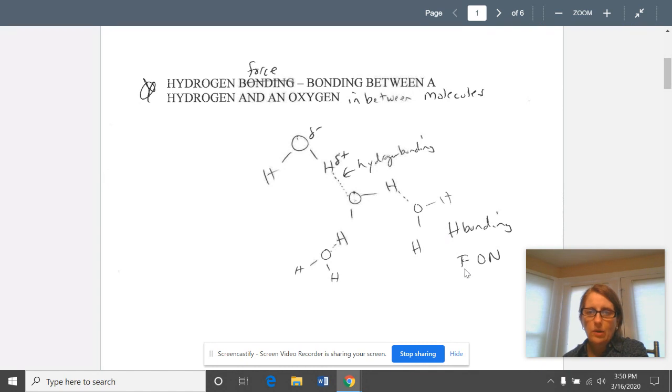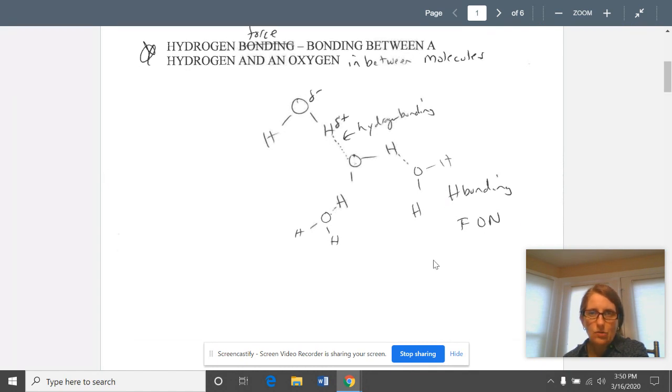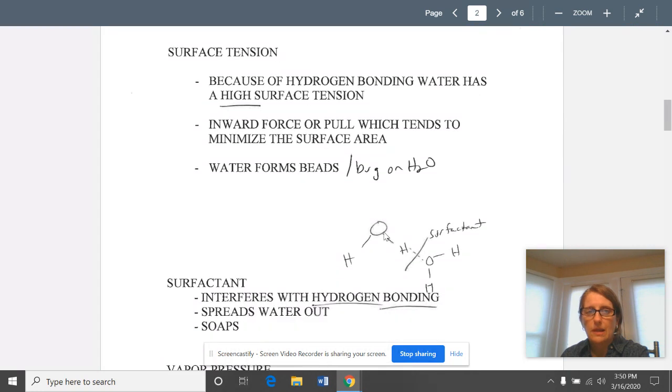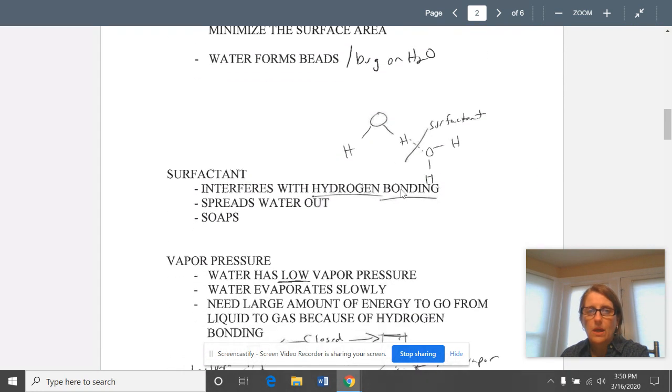Hydrogen bonding only occurs with fluorine, oxygen, and nitrogen. So just keep that in mind. Because water has hydrogen bonding, it has what we call high surface tension. With surface tension, it is an inward force or pull, which tends to minimize the surface area. So water forms beads, or there's a picture in your book about a bug that can walk on water. And that's because, again, it has such a high surface tension.